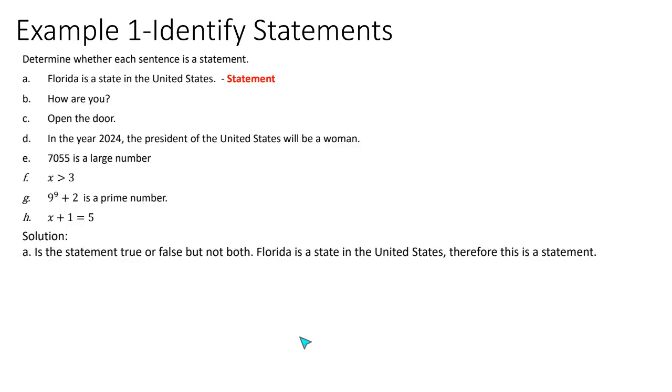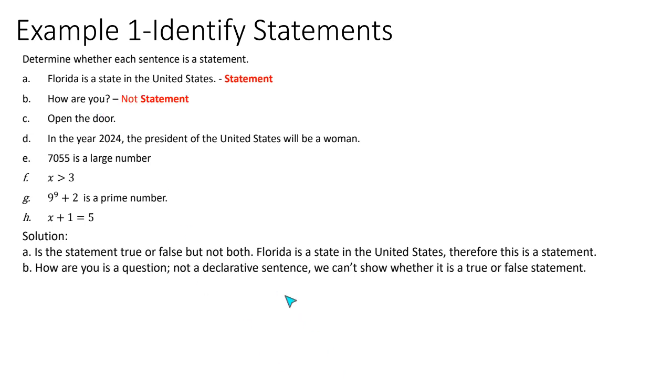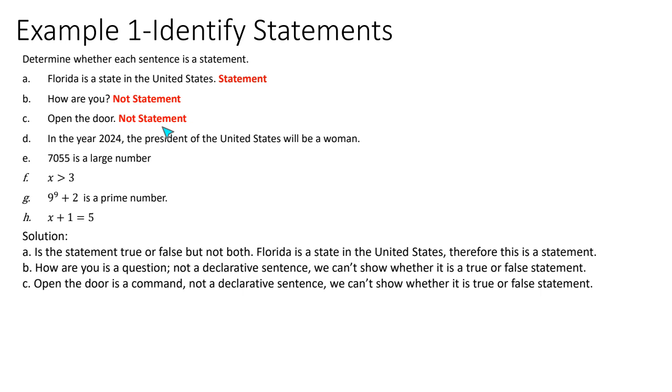Okay, let's go to letter B. How are you? Again, ask yourself, can I say this is a true statement or a false statement? So here, this sentence is not a statement because it is not a declarative sentence. It's actually a question, and I cannot assign it a true or false value. So this is going to be not a statement. Open the door, that's a command, right? So I cannot say that this is true or false. So this is going to be not a statement.